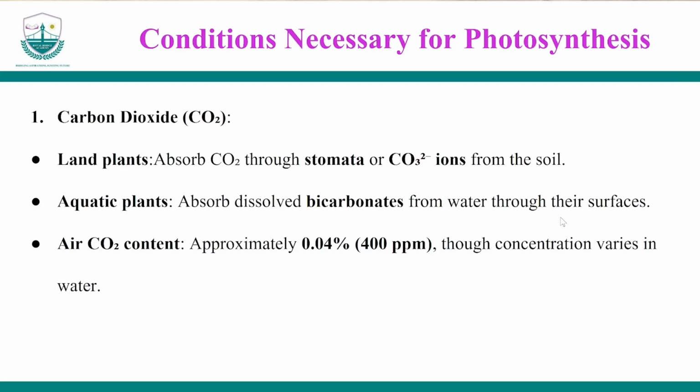And then the same thing happens if you have aquatic plants. Aquatic plants still can get this carbon. Basically, the interest that these plants have in carbon dioxide is using that carbon. The carbon that we have in carbon dioxide and these bicarbonates is what the plants are interested in. So the aquatic plants absorb dissolved bicarbonates from water through their surfaces.